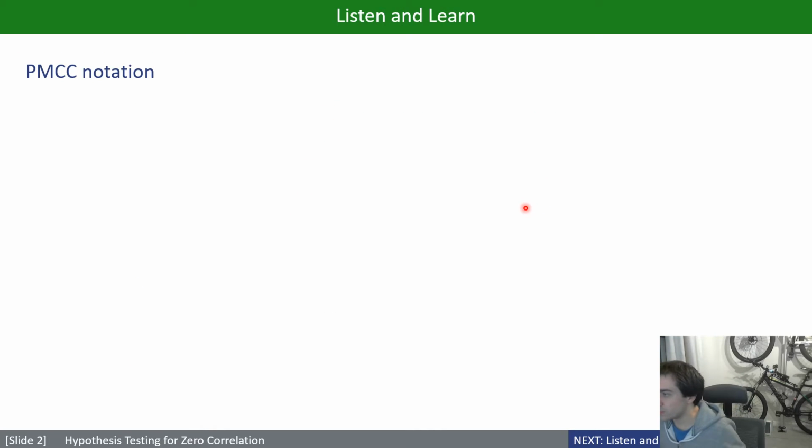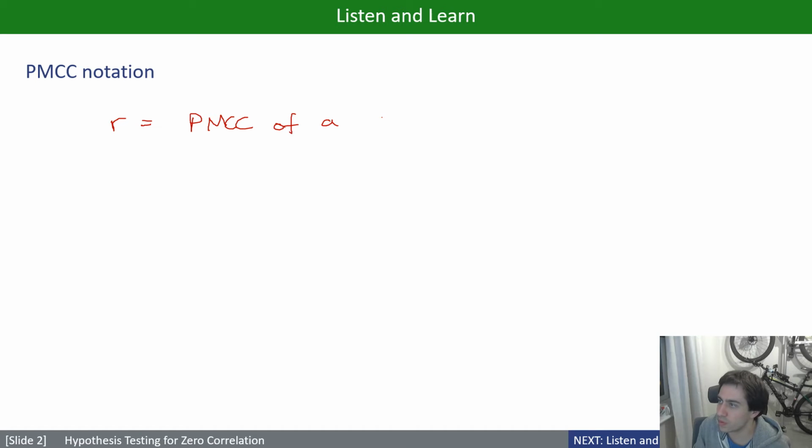Okay, so before we get into the hypothesis testing of correlation, just a quick word on notation, a very brief one. For PMCC, we've got these two letters going on. We've so far been using R, the letter R, but R is the PMCC of a sample, right? Which is why the calculator gives you an R, because whenever you put numbers into the calculator, it's assuming you're giving a sample of some data.